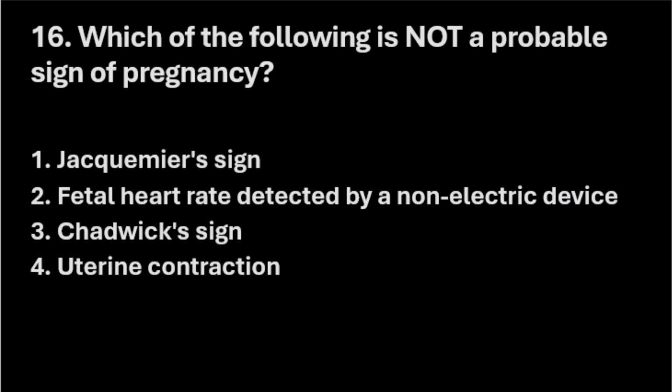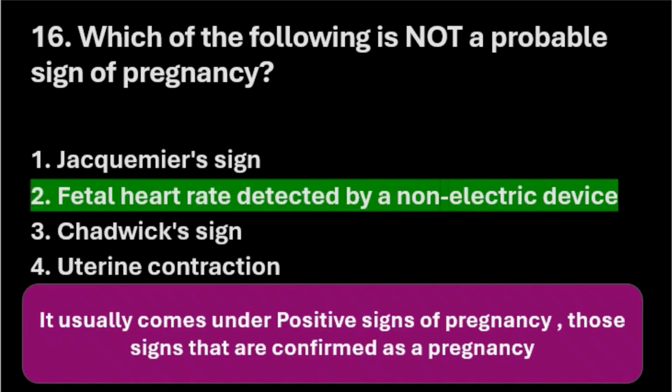Next question. Which of the following is not a probable sign of pregnancy? Option 1 Jacquemier sign, option 2 fetal heart rate detected by a non-electric device, option 3 Chadwick sign, and option 4 uterine contractions. The right answer here is option 2 fetal heart rate detected by a non-electric device. Here all other signs, Jacquemier's, Chadwick and uterine contractions, are probable signs.